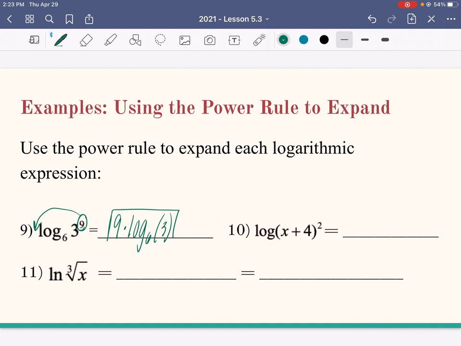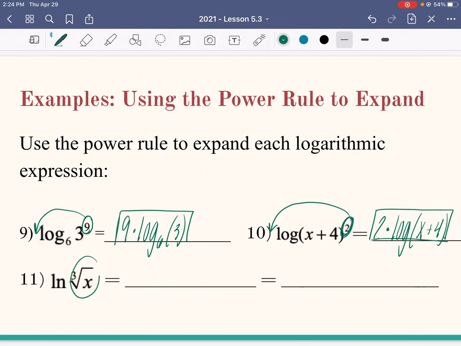Okay, here I'm going to do the same thing. So I move this out in front. So 2 times log of x plus 4. And so it's on the outside of the whole thing, which means I can just move it on the outside of the whole thing here, but with multiplication.